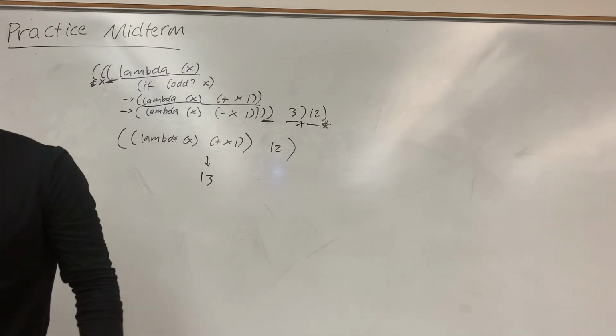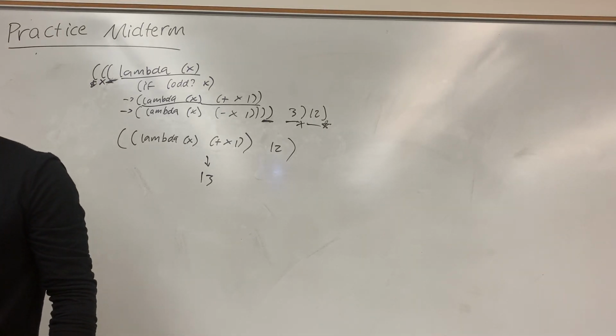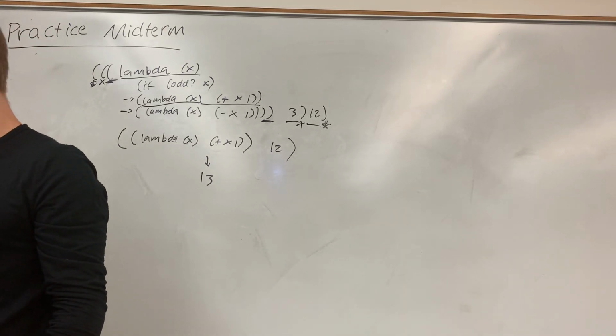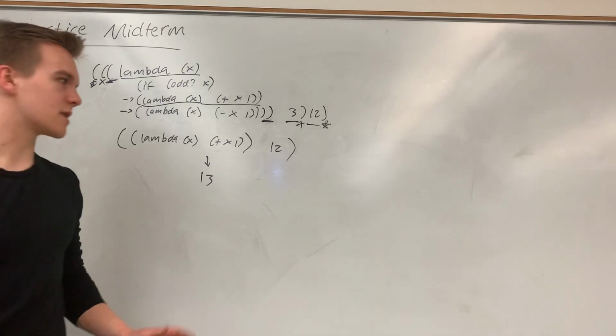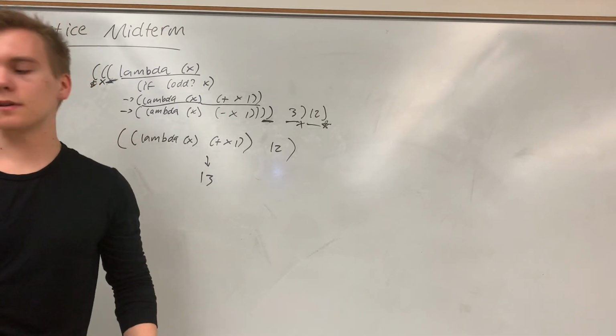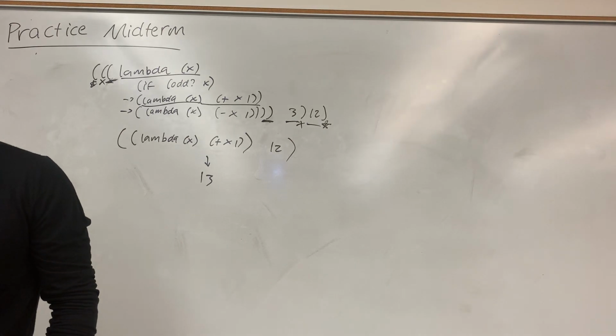Really hope I did that right. If odd x, yeah, I think so. If odd x, lambda x plus 1, lambda x plus 1 on 12 is 13, right? Okay, if I did that wrong, someone please let me know and I'll put it in the comments. It's going to be a little tricky for sure, even for a ULA.